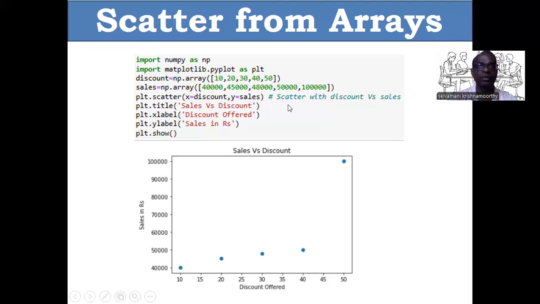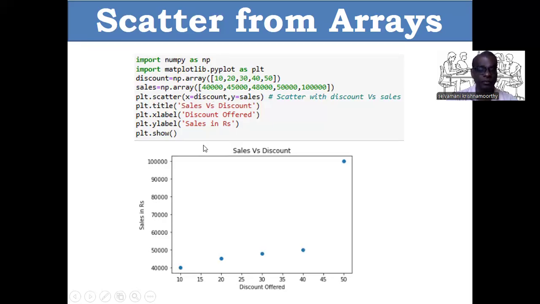So it creates one scatter chart with the discount and sales. See, one discount and then sales. Plot title, already we studied, sales versus discount. X label, discount offer. Y label, sales and price. So I got one scatter chart. Let us check. When I give 10% discount, I got 40,000 sales. Am I right?